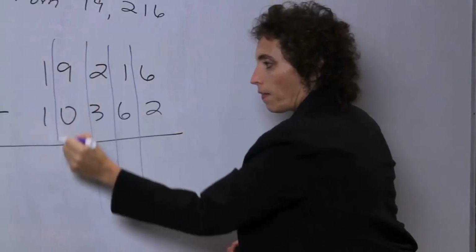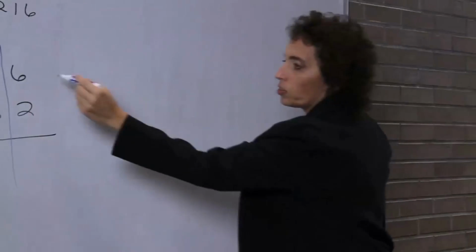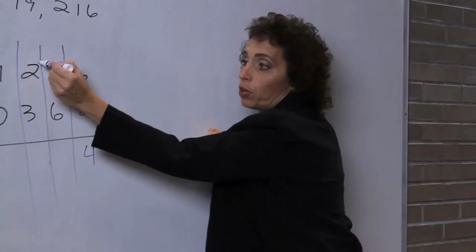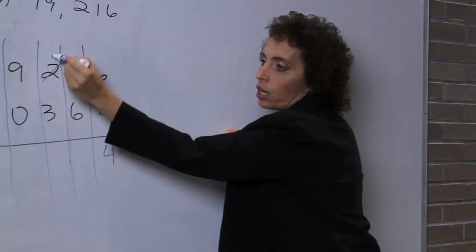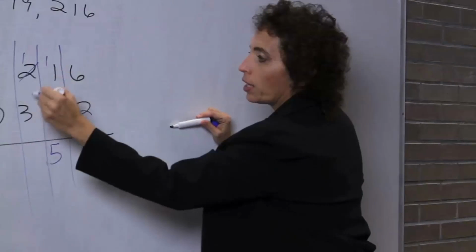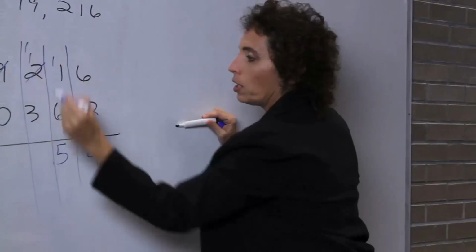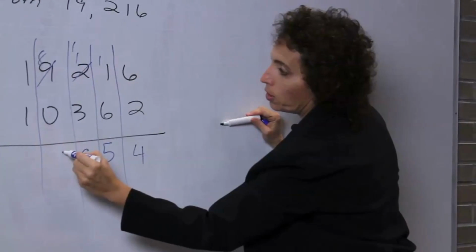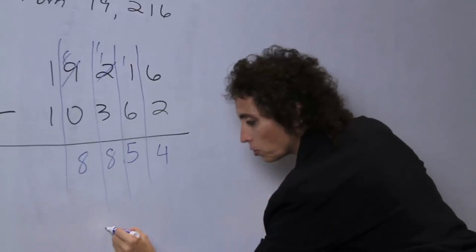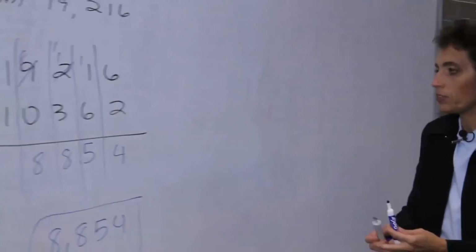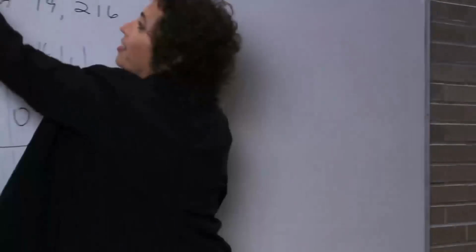Okay, so we're going to subtract. 6 minus 2 is 4. You can't take 6 away from 1, so we're going to have to borrow. So we borrow, that becomes a 1. 11 minus 6 is 5. Cannot take 3 from 1, we have to borrow. 11 minus 3 is 8. And then 8 minus 0 is 8. And then there's nothing there. So it's 8,854. Okay? So that's not really too difficult. But now let's go to those zero problems. Those are the most fun.